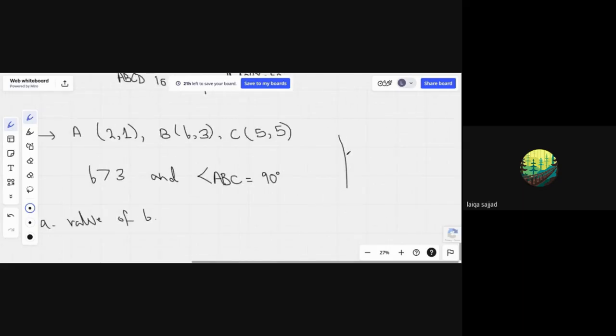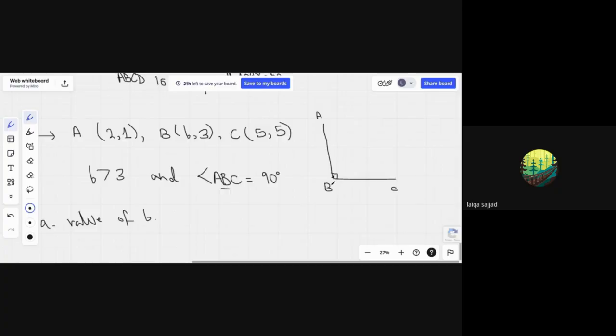Right now we are simply discussing the concepts of midpoint, the gradient of a perpendicular line, the gradient of a parallel line, and the distance formula. Over here we can see that we have a 90-degree angle at point B. So this point B has a 90-degree angle. This is point B, this is point A, and this is point C.